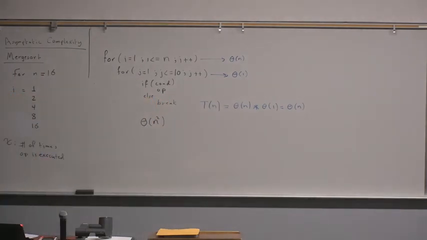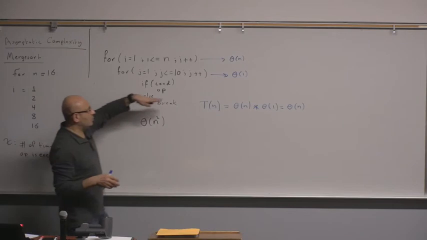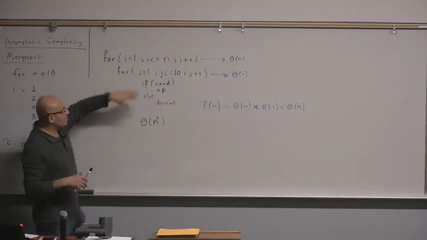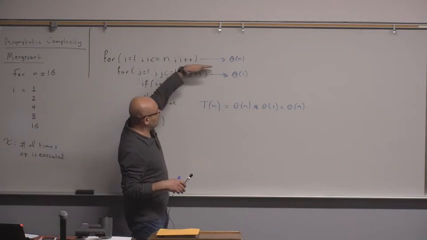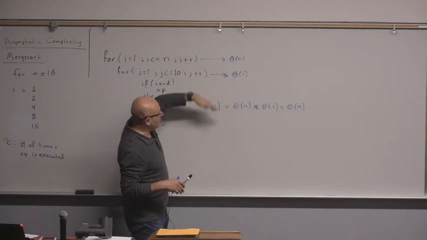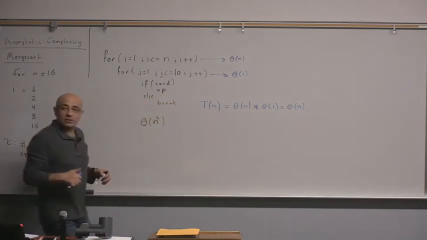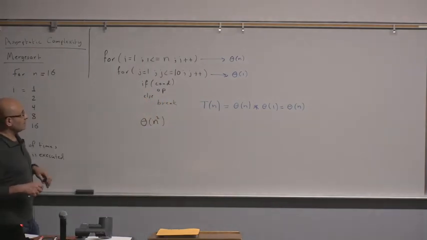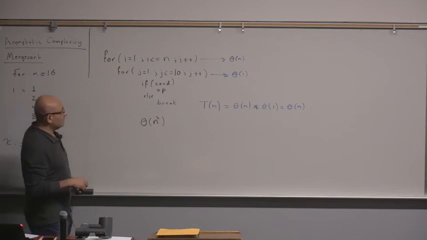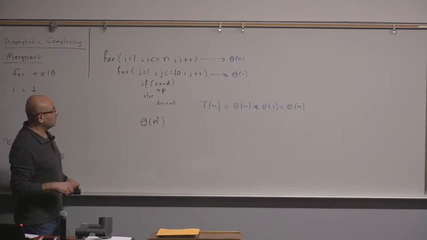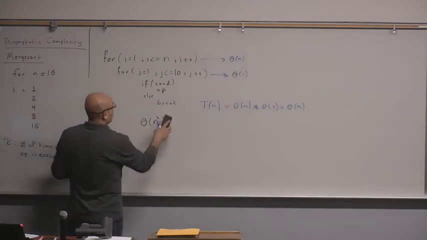By the way, this is how I would like you to do the analysis. When we analyze code like this, we will just analyze each loop individually, each loop separately, and then we indicate whether the relation is multiplication or addition or whatever. So in this case, it's theta of n, not necessarily n squared.